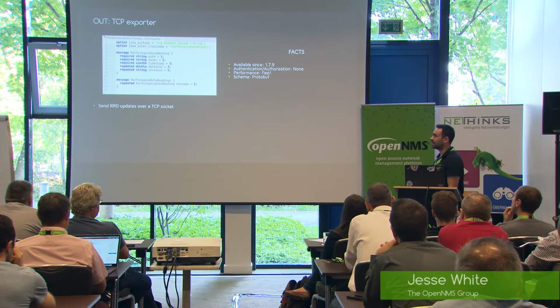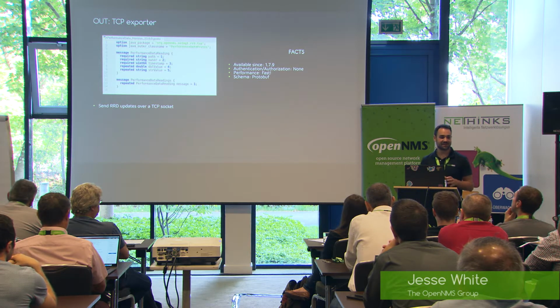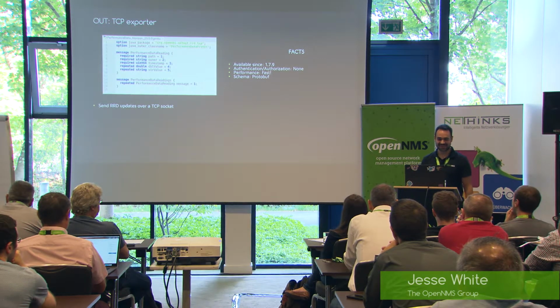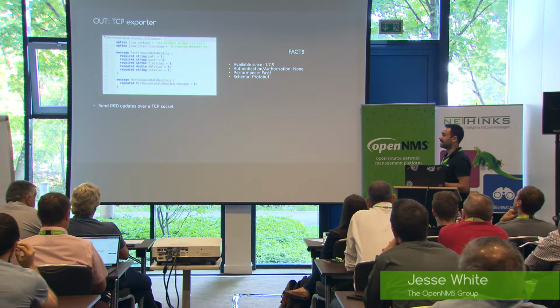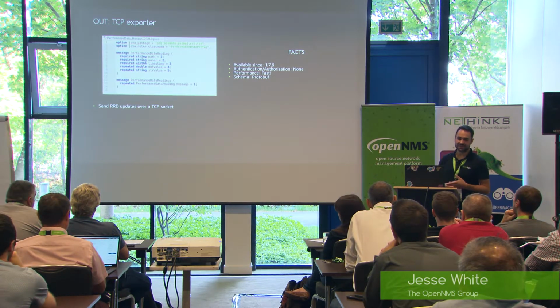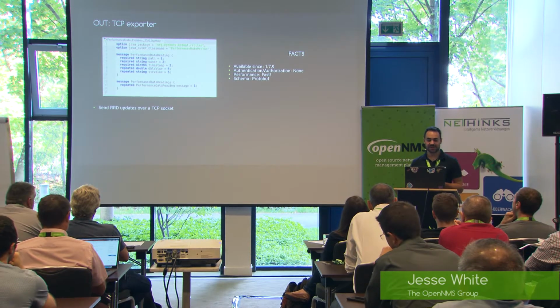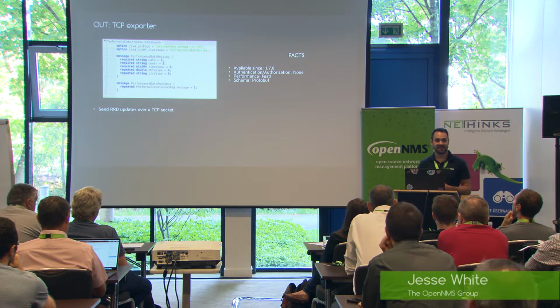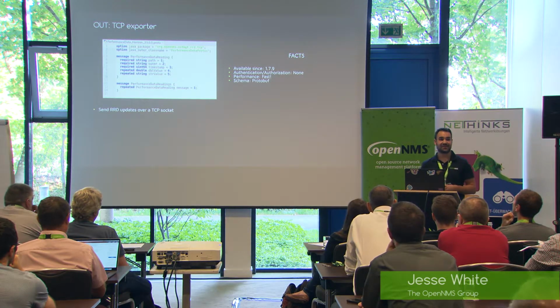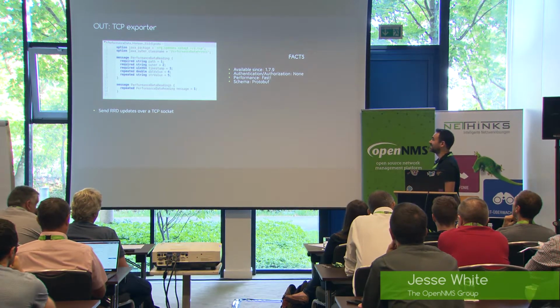Okay, so we are able to push metrics now. There's a lot of interest in that telemetryd bit. I think it's fairly new too, so there's not much knowledge around it yet. But let's look at how we can get metrics out of OpenNMS now. We have a feature called the TCP exporter. That's something that was added way back in 1.7.9. I actually traced the commits back.